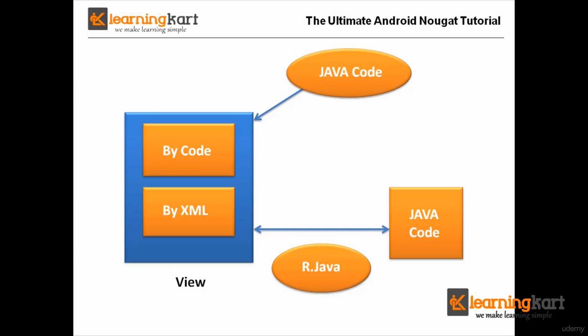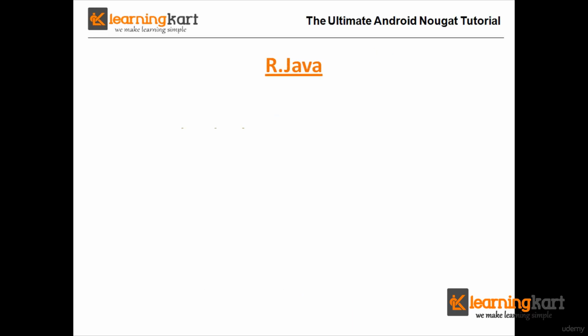So if you create a layout, the name of which is mylayout.xml, then you can refer to this within your Java code by R.layout.mylayout. So this is how you connect the XML with the Java code. So you will be referring to this file as R.layout.mylayout.